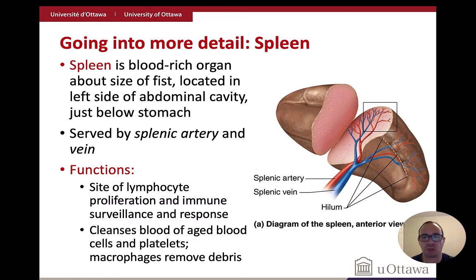The spleen is also important for cleaning your blood. And the major thing that it cleans from your blood is old blood cells. So old blood cells and platelets will be removed by the spleen. And it also serves as a store of blood cells and platelets as well. Okay, and so you have macrophages that are in there, and these guys will gobble up any type of old cell or debris, break them down, and move on to the next.